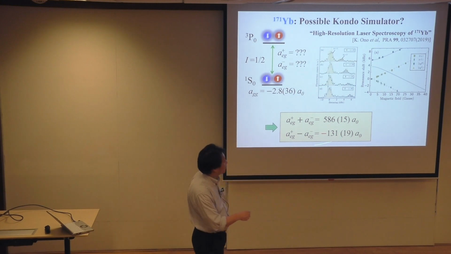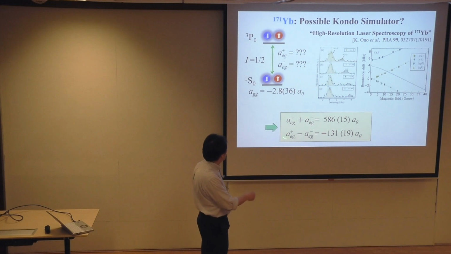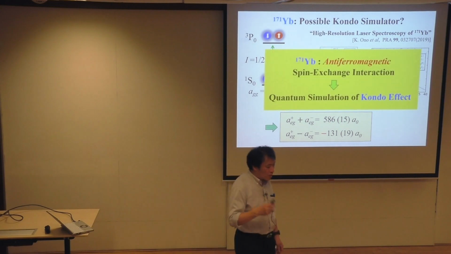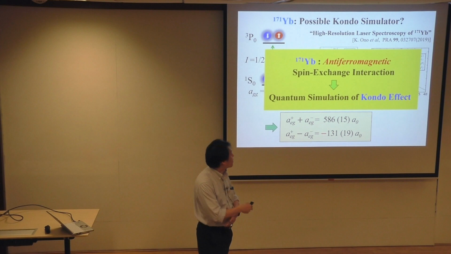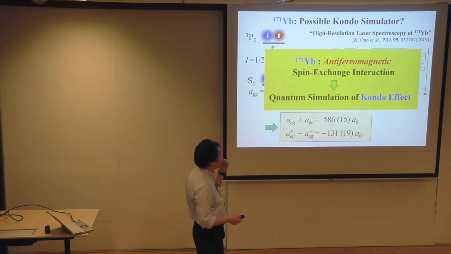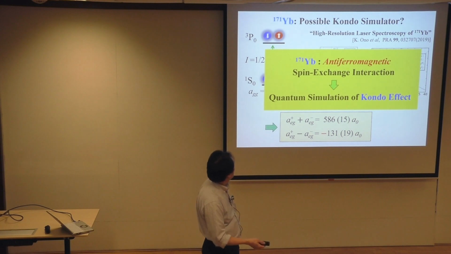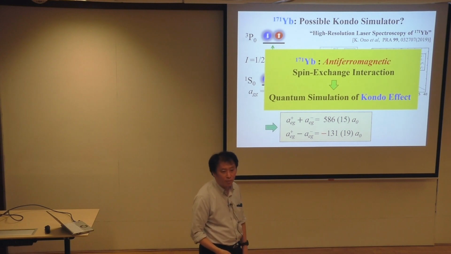And this is the result. Importantly, the difference is negative. So we found that ytterbium-171 has the required antiferromagnetic spin exchange interaction. Therefore, it is good for quantum simulation of the Kondo effect.